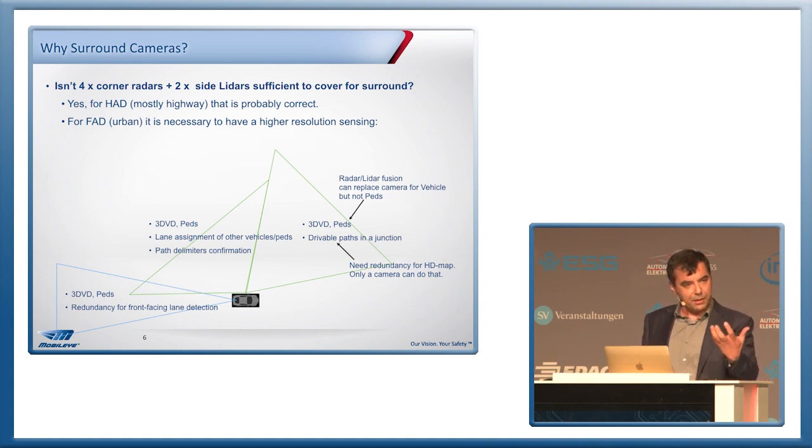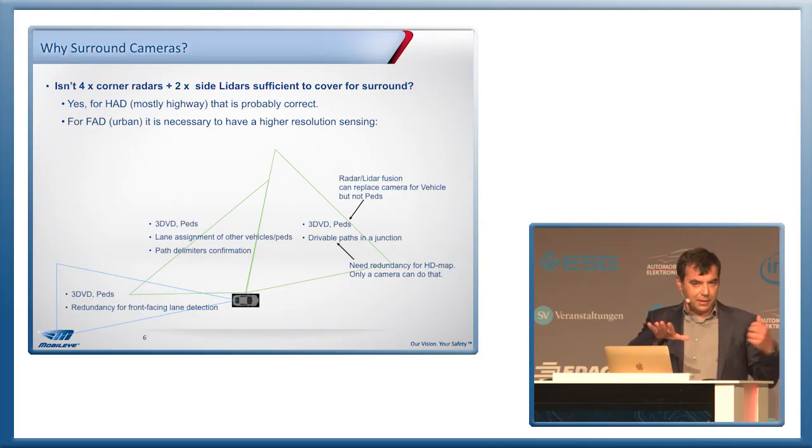Why would we need a wing camera? Again, we have pedestrians. We have three-dimensional objects. We need to associate a lane assignment to the car that is on the side. So we need to read the lanes. That's texture. And also the path delimiter confirmation. The front-facing camera understands that there is a curb there. We want to confirm that this curb exists and have the side camera see that curb.